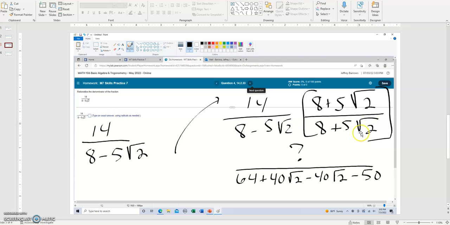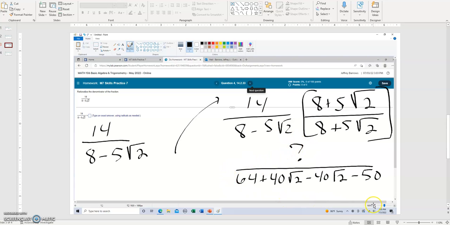But what I'm going to be able to do here is get rid of the radicals. So when you go to the next step, obviously you're going to multiply the numerator. So this basically is going to look like the distributive property. So 14 times 8 and then 14 times 5 times the square root of 2. Whatever that comes out to be, you all can handle that.